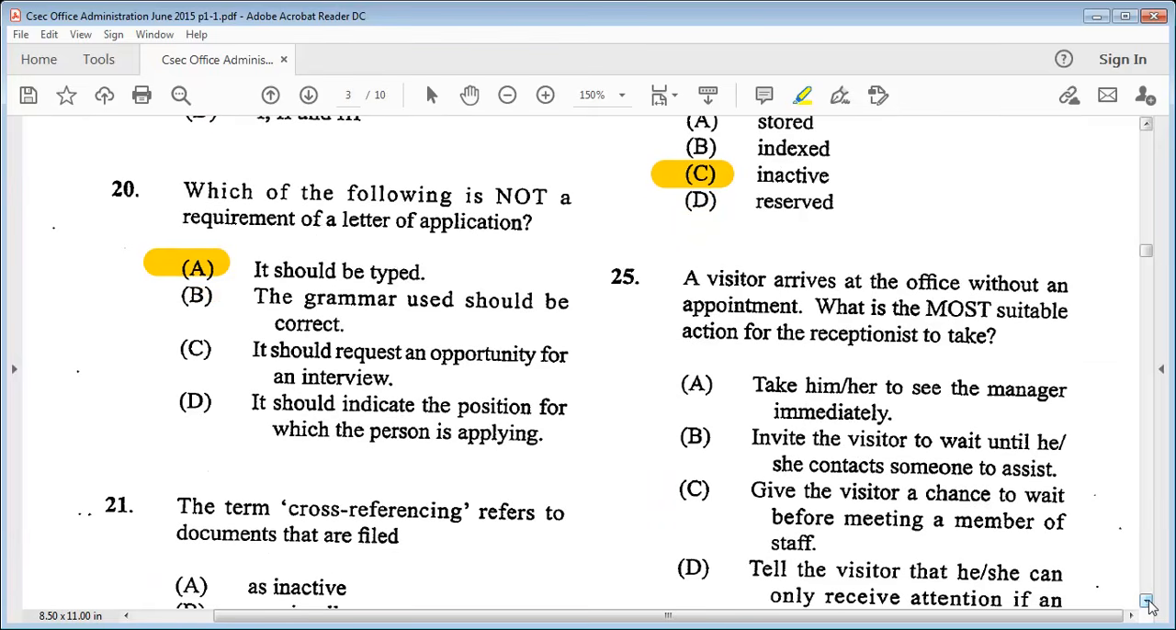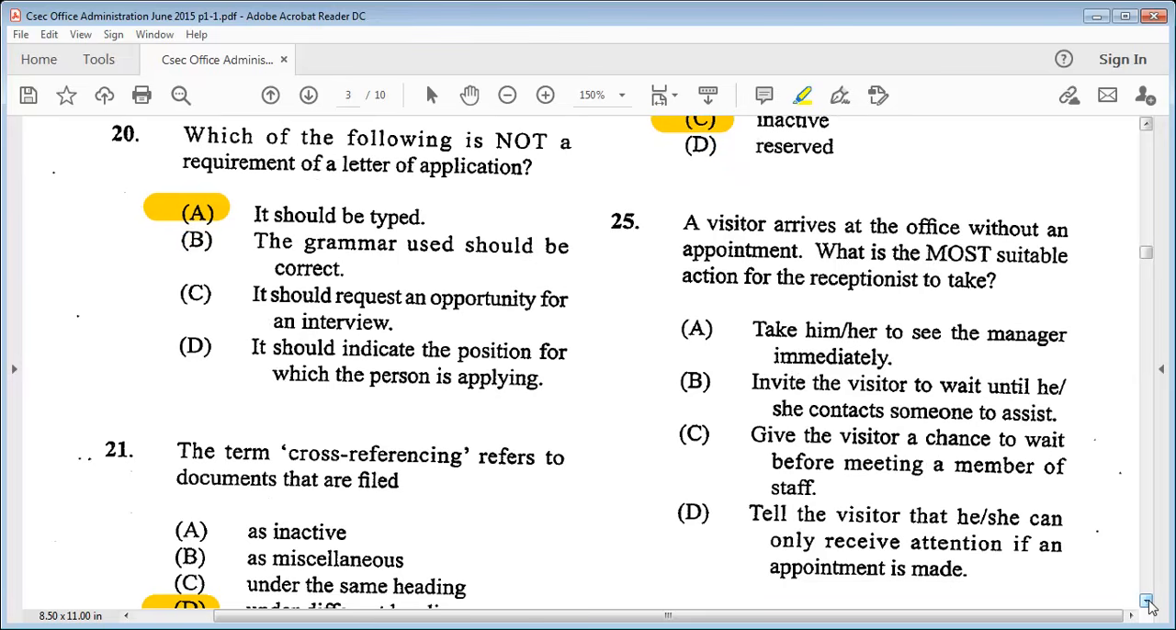Let's go on to question 25. Here it says, a visitor arrives at the office without an appointment. What is the most suitable action for the receptionist to take? A. Take him or her to see the manager immediately. B. Invite the visitor to wait until he or she contacts someone to assist. C. Give the visitor a chance to wait before meeting a member of staff. Or D. Tell the visitor that he or she can only receive attention if an appointment is made.